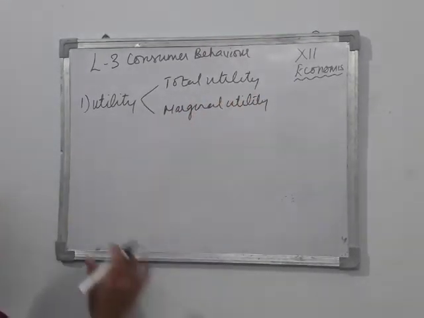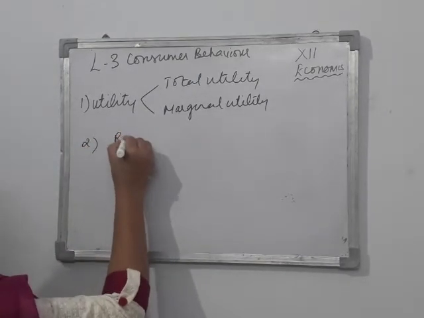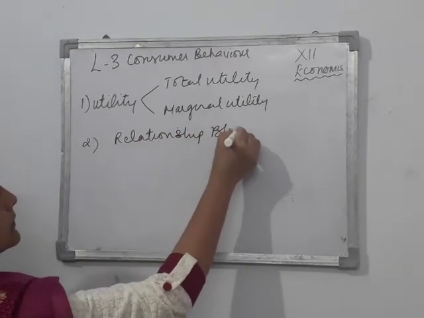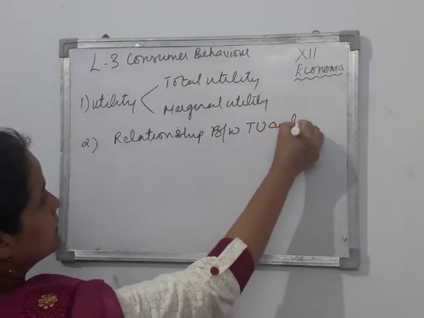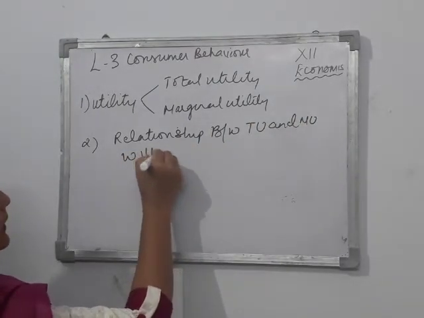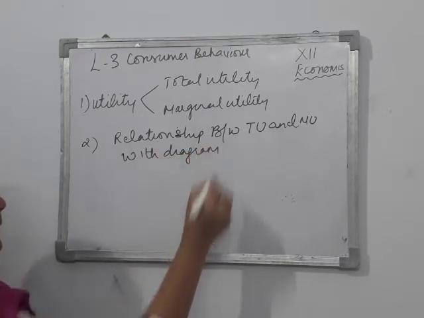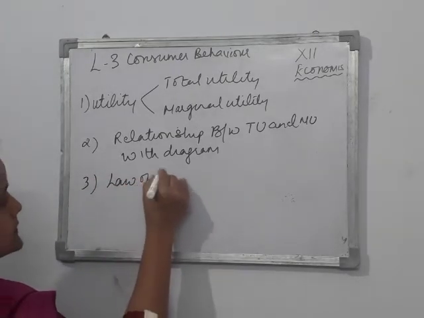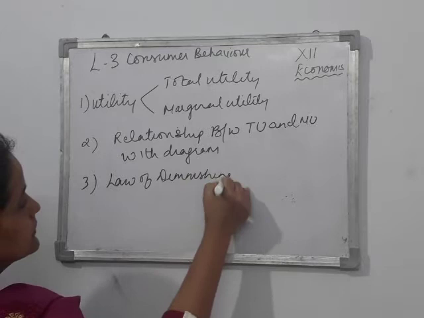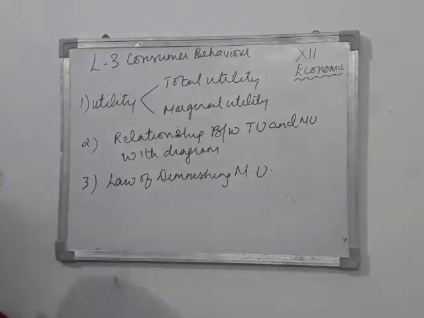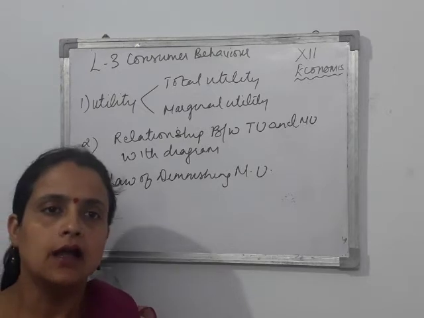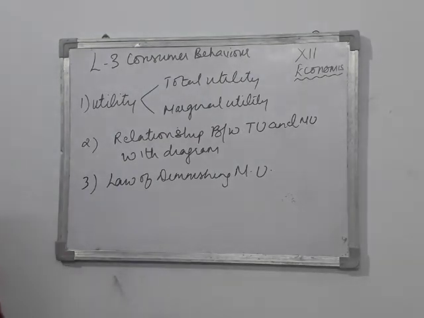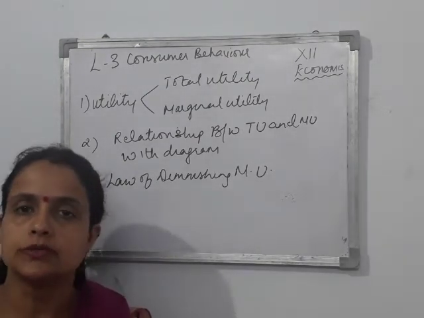We have done this, right? Second thing we did was relationship between TU and MU with diagram. We have done this thing also. Third we did was law of diminishing marginal utility. We have done up to this, and these are basically the basics of consumers behavior. And I told you about consumers equilibrium also.